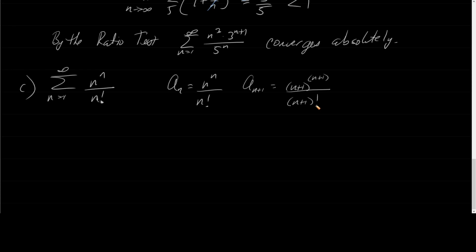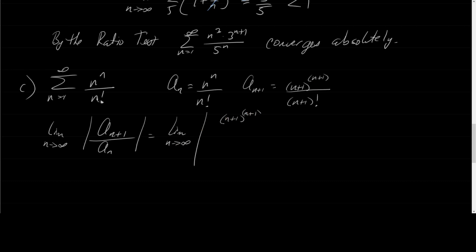And now what can we do here? Let's see. We can write this now as the limit, because we're trying to do the ratio test, right? The limit of the absolute value of a sub n plus 1 over a sub n is the limit as n goes to infinity of the absolute value of this thing, so n plus 1 to the n plus 1 over n plus 1 factorial over a sub n, which was n to the n over n factorial.